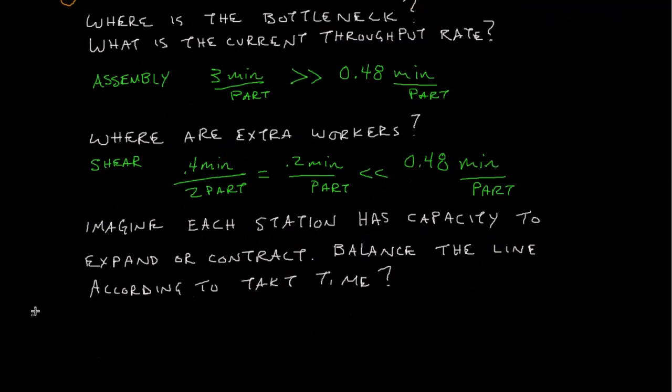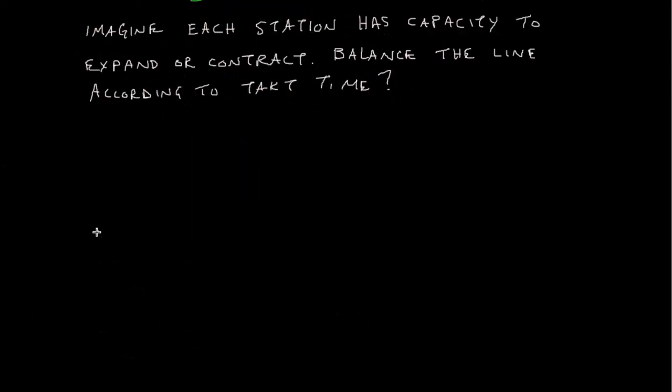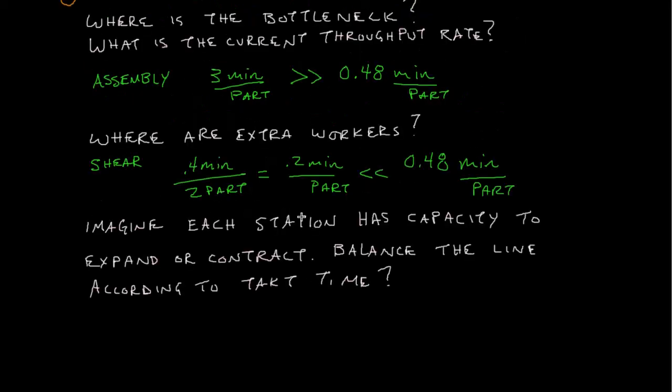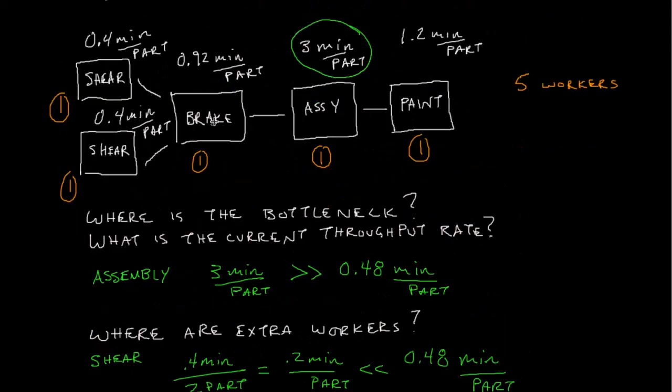So let's imagine that each station has capacity to expand or contract. That means, and we want to balance the line according to takt time, that we have as many shears as we possibly need. We have as many breaks as we possibly need. We have as many workers as we possibly need. We have as many stations as we can possibly expand. Although this is an ideal situation, we're trying to calculate the ideal assembly line.